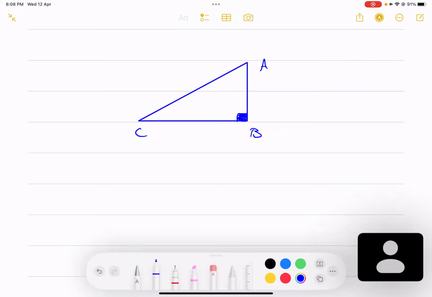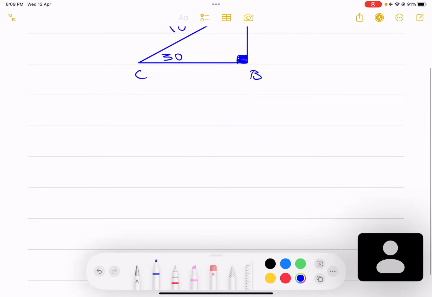For example, if you have this one as 30, and I told you that the hypotenuse is going to be 10, you have the ability to get the opposite, or every single side of it. So let me give you an example. But before doing it, let me tell you that the sine is going to be opposite over hypotenuse, and sometimes we call it SOHCAHTOA.